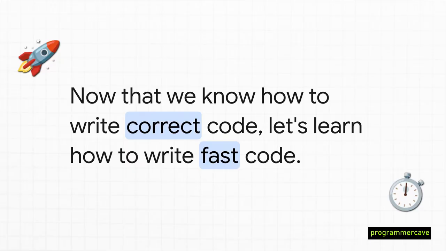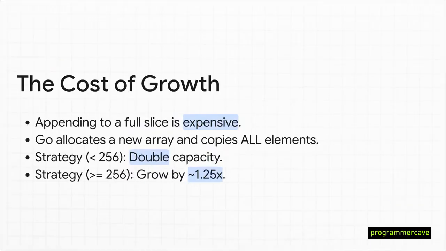Let's switch gears and talk about how to write fast code, because how you manage your slices has a huge impact on performance. Remember when we said append sometimes creates a new, bigger array? Well, that process involves allocating fresh memory and then copying every single element over. It's a costly operation. To keep this from happening all the time, Go's smart about it. For smaller slices, it just doubles the capacity each time it needs to grow. This avoids a bunch of small, slow reallocations.